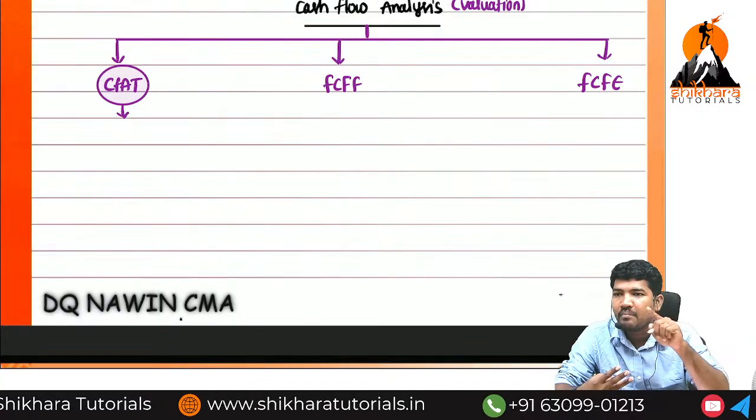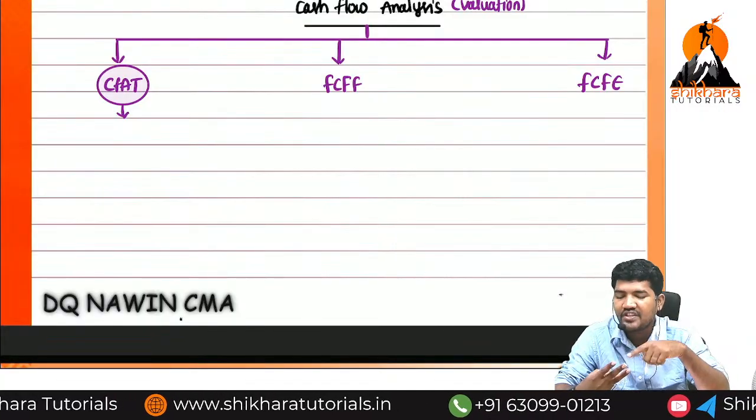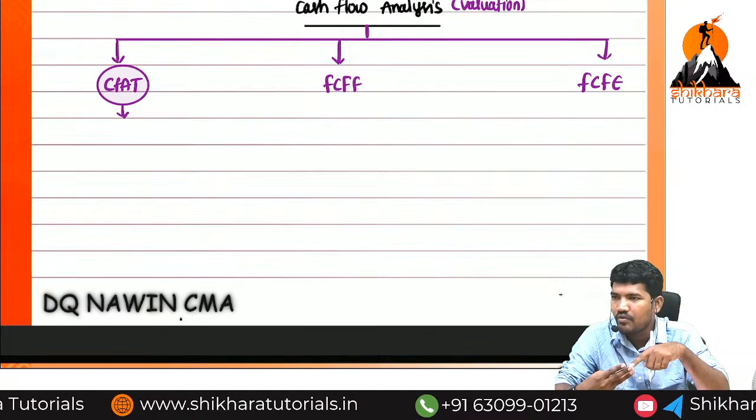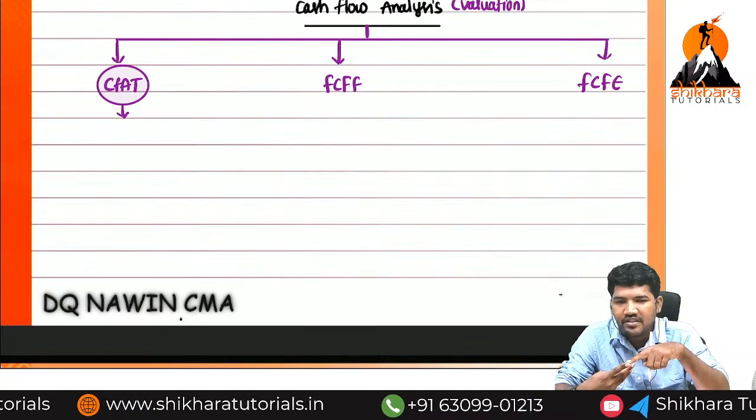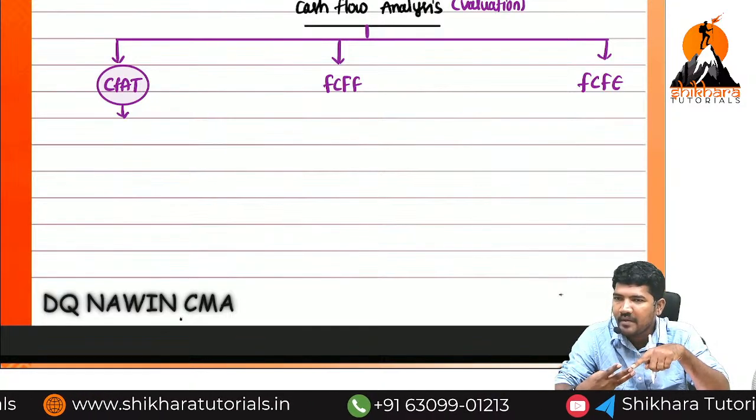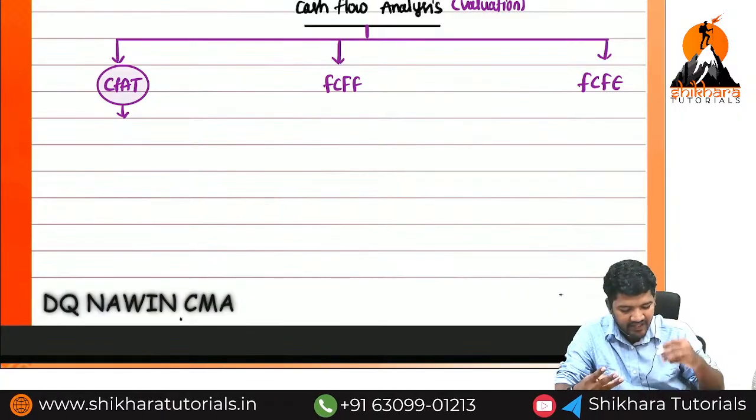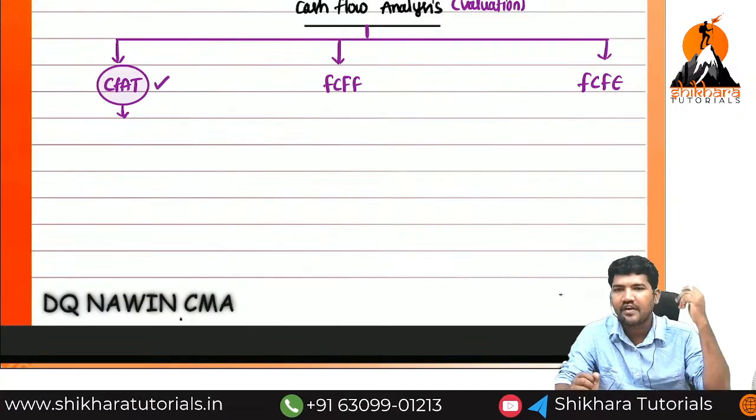Before means not settlement. Three things are not settled as of now. What are the three things? Capital expenditure of the company, debenture holder settlement, equity shareholder settlement. That cash is known as CFAT.